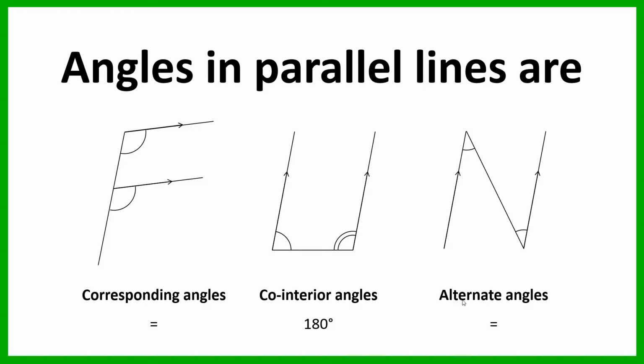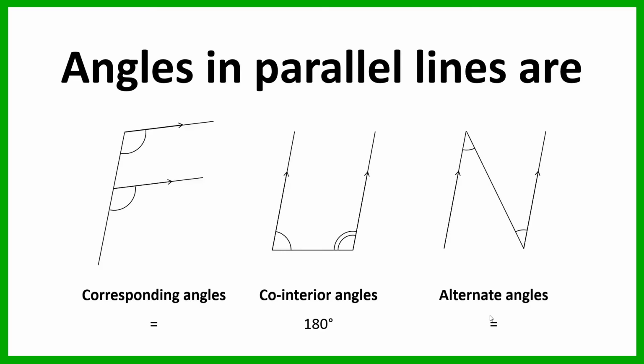And then alternate angles are angles that are on different sides. They're on opposite sides of the transversal. So if these are our parallel lines over here, and this is our transversal, then these two angles are on opposite sides of the transversal, and they will both be between the parallel lines, or if you have alternate exterior angles, they will both be outside the parallel lines. And alternate angles will be equal to each other.